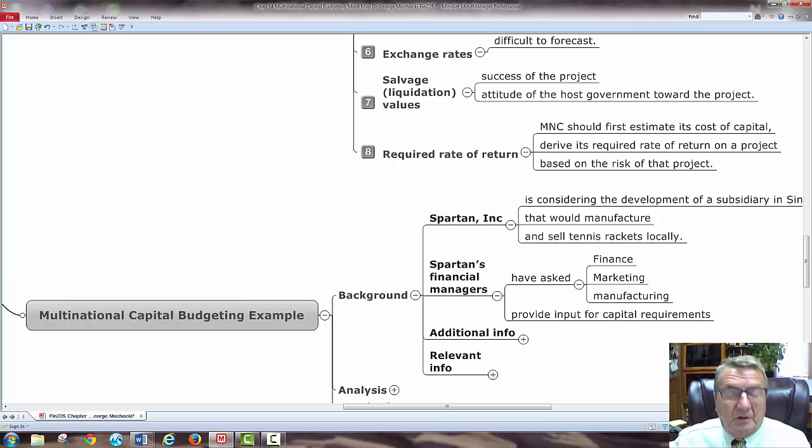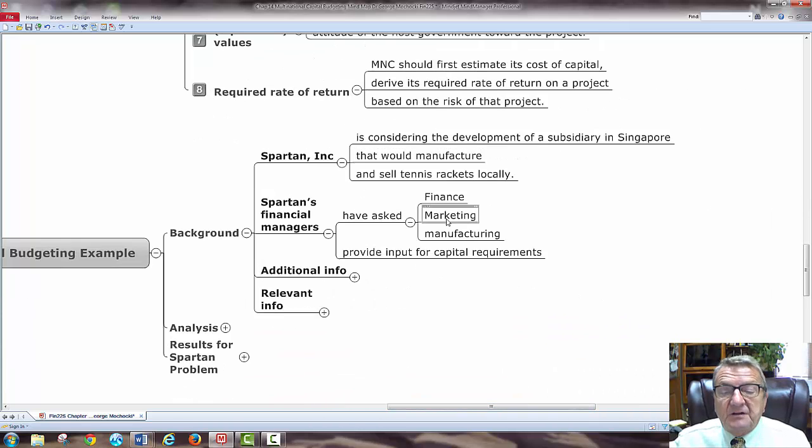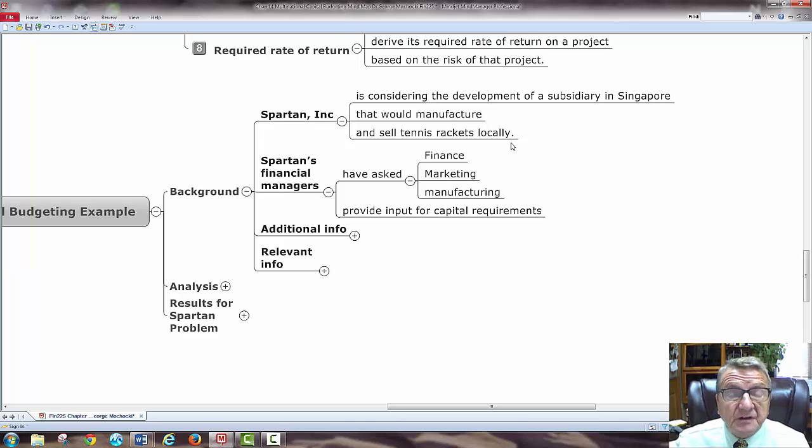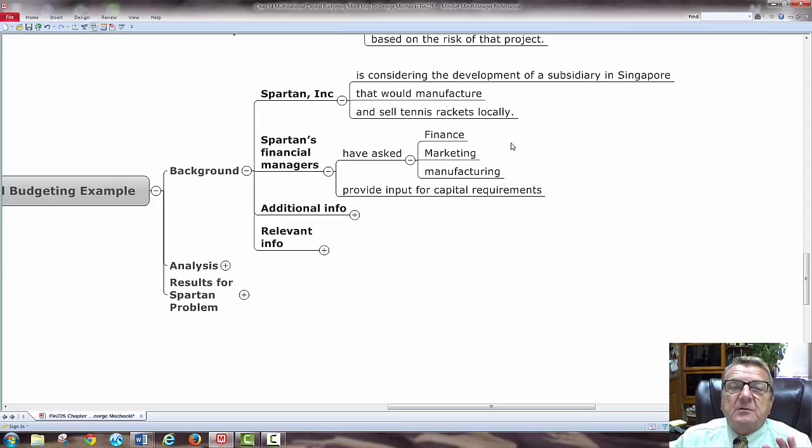The Spartan company, the one we were following along, is considering developing a subsidiary in Singapore that would manufacture and sell tennis rackets locally. Only in Singapore. That's all they're doing. That doesn't make sense? Well, there are other ones. Let's do Singapore. There seems to be a market for whatever reason. I'm not looking at that. This is what they're looking at. So this is the scenario. Just like you're going to do your own scenario for your MNC for the paper you're going to be doing as a team. What's the scenario? Why do you want to open that up? I'm not questioning you. I'm just saying, okay, if that's what you think, now you're just going to sell me the dollar amount that makes sense.